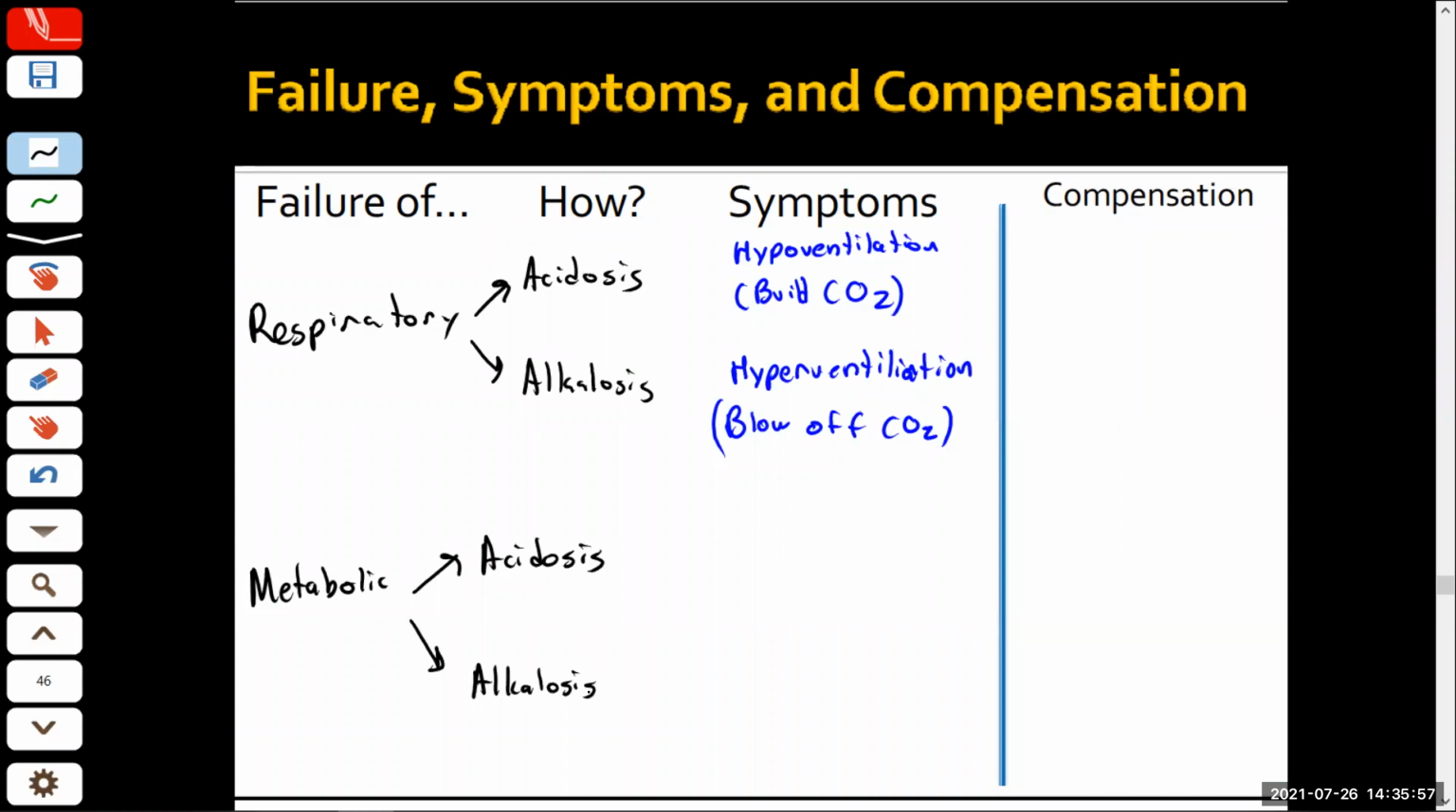What part of the brain controls respirations? Brainstem. What if I have trauma to the brainstem, like a blood clot? How would we know whether that's acidosis or alkalosis, like on an exam? I could go two ways. I can say patient is hyperventilating. What are they at risk for? Respiratory acidosis or respiratory alkalosis?